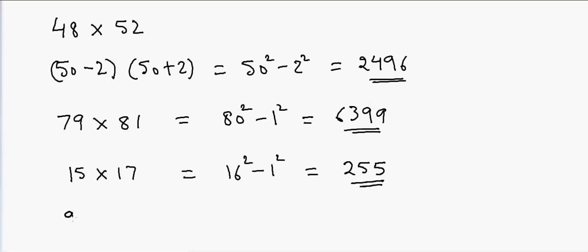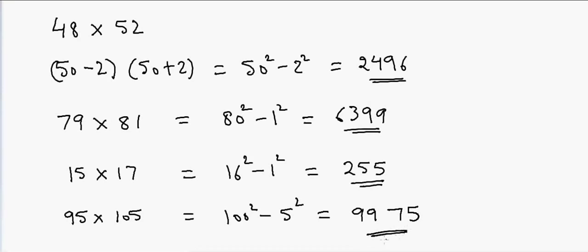Another example is 95 into 105. Here it will be equal to 100 square minus 5 square. So that gives me 9975. So this is how you can use this trick for faster calculation, for numbers which seem difficult in the beginning, but if you remember this trick, this can be done very quickly. Okay, I'll see you in the next trick. Thanks.